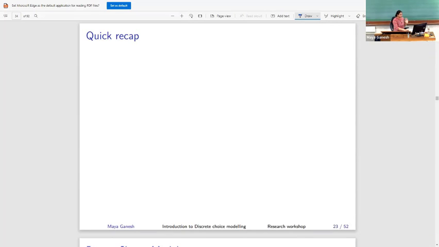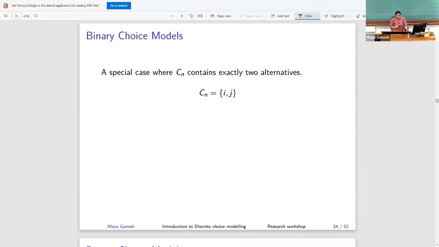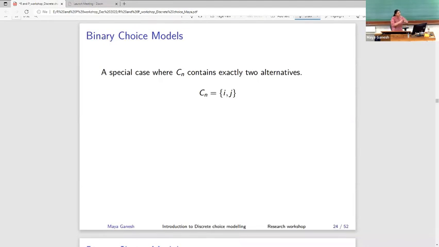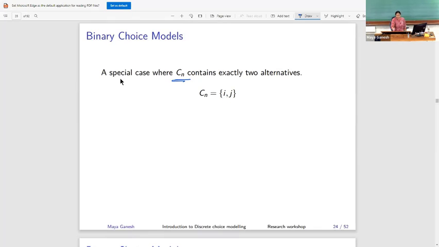Now that we have this machinery, let us see if we can actually define that model. In order to do that, let us take a simple case to begin with, where that choice set Cn consists of exactly two alternatives. So I have only alternative J.